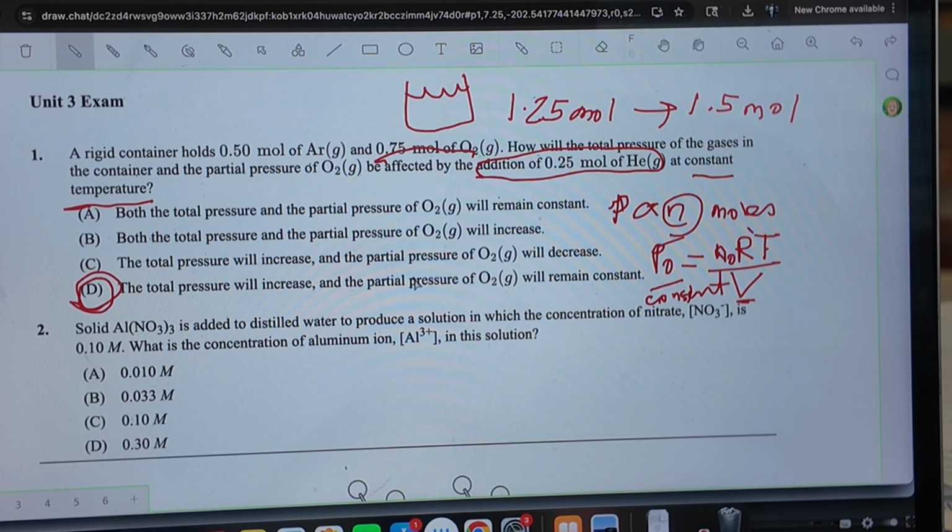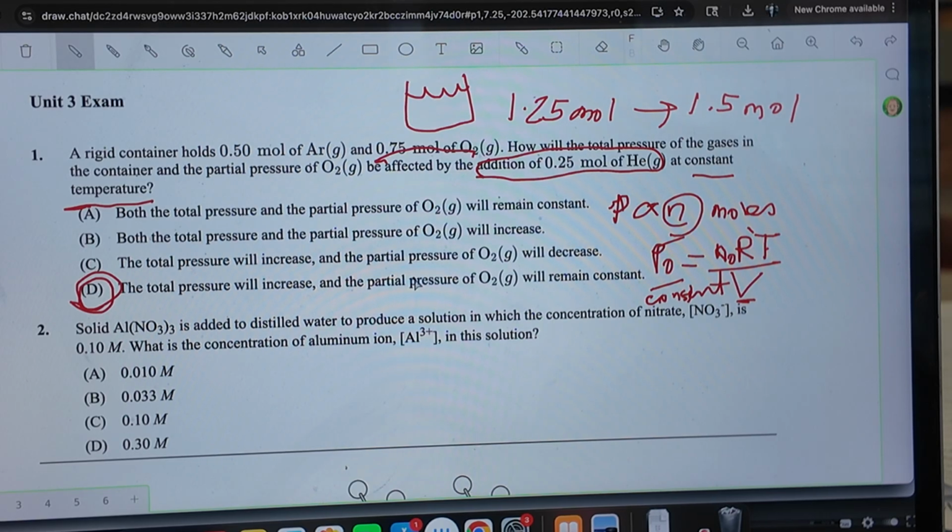Okay, next question, number 2. It talks about solid Al, so what is that? Aluminum nitrate is added to distilled water to produce a solution in which the concentration of nitrate, NO3 minus, is 0.1 moles. What is the concentration of aluminum ion, Al3 plus, in this solution?